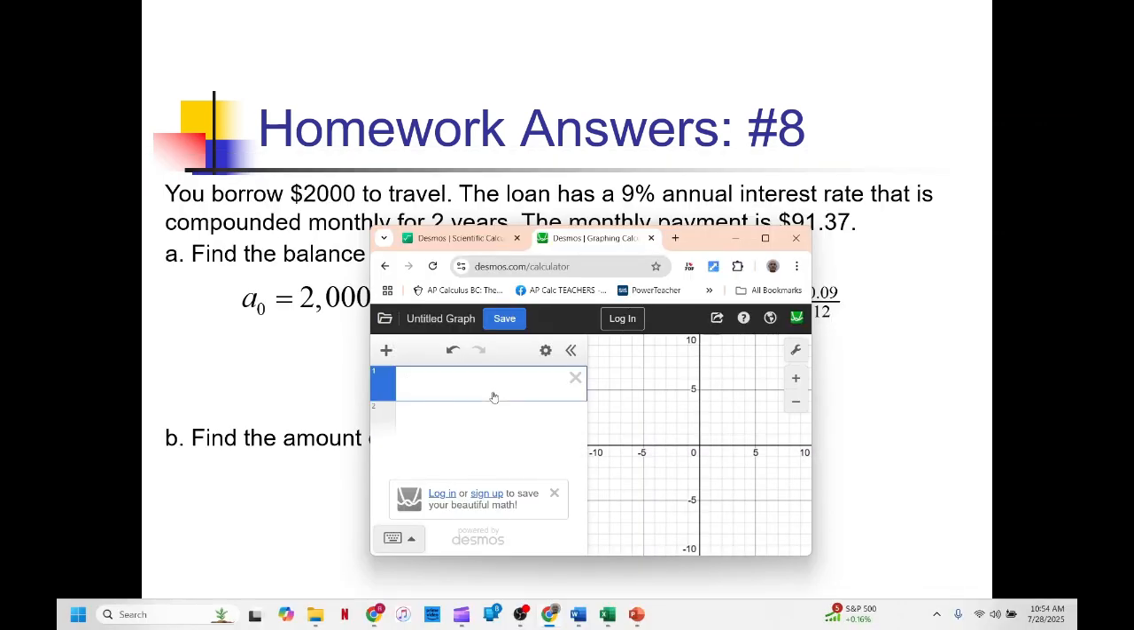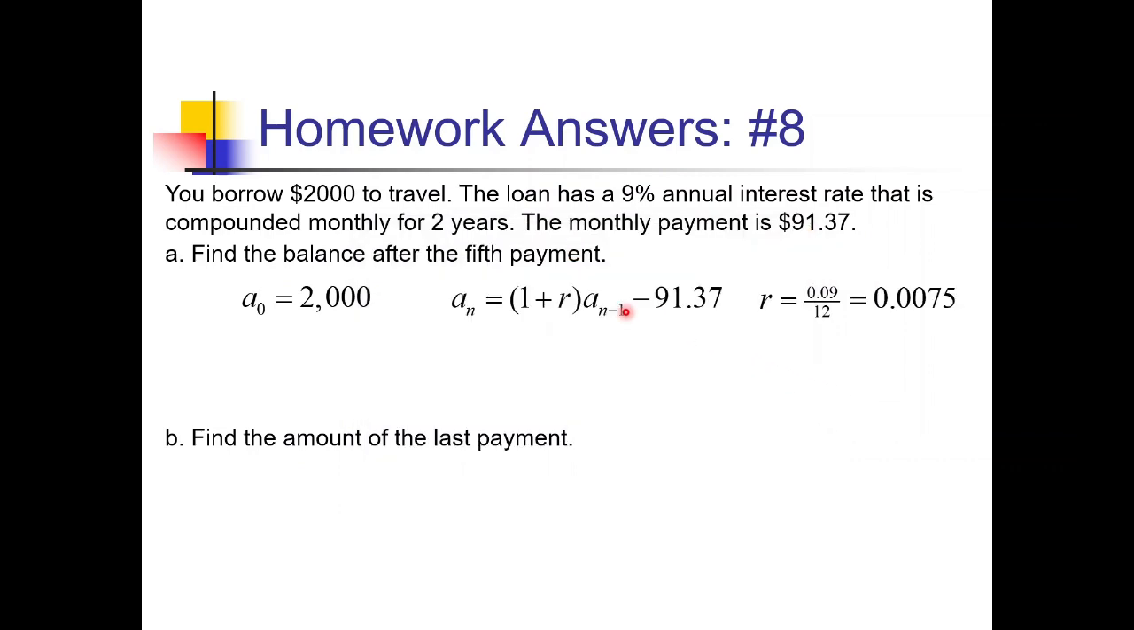Let me go on Desmos and see what that looks like. So we've got 0.09 divided by 12, and that's about 0.0075. All right. So we've got 1.0075 times a sub n minus 1 minus 91.37. And this is our shiny recursive formula that we can now use to figure out whatever we want. So we want the balance after the 5th payment. All right, well, let's go ahead and plug 5 into this thing.